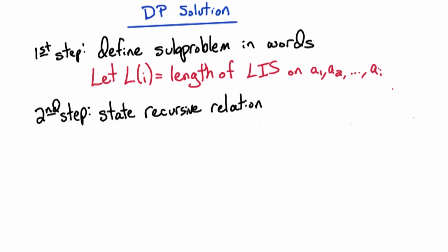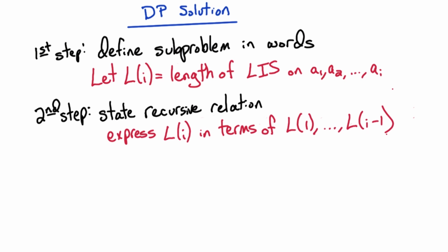Now we want to figure out how to express L of i in terms of L1 through L(i-1), smaller subproblems. To do this, let's take a look back at our earlier example and see if we can gain some intuition.